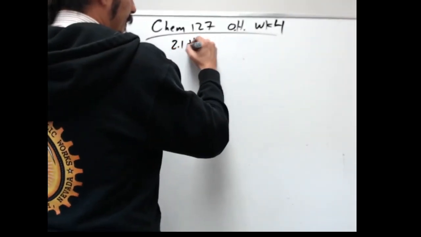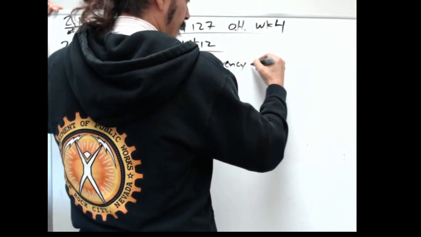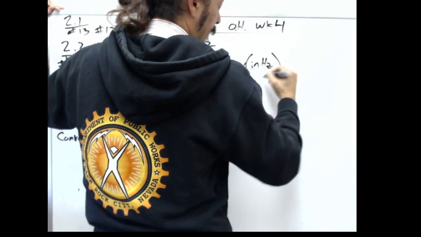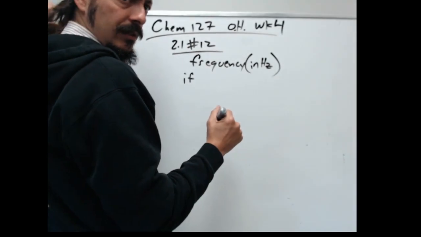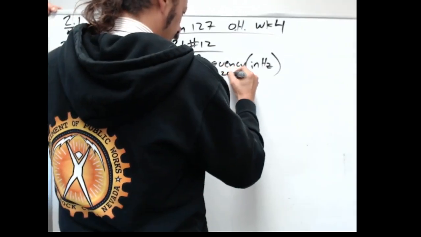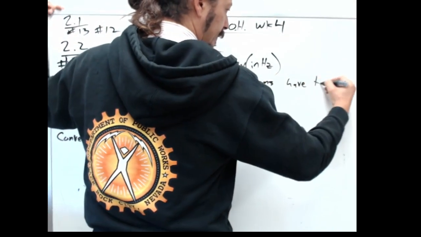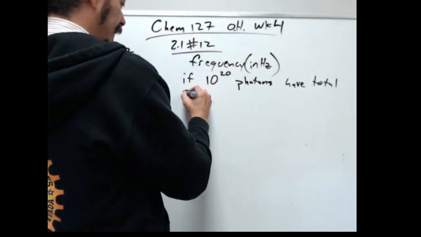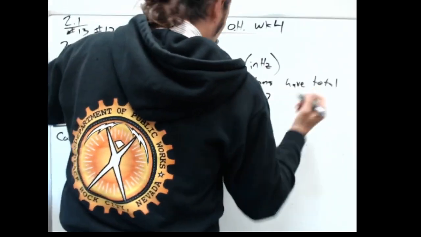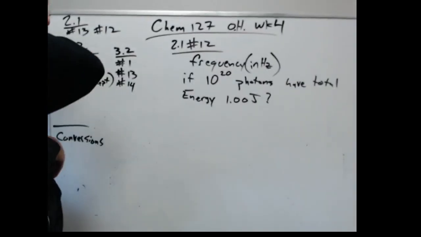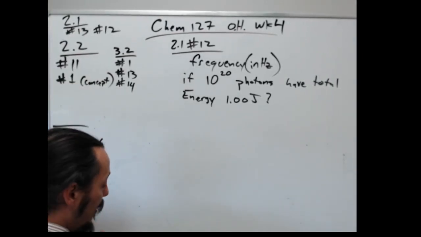Number 12 is the frequency, in parentheses hertz, of a photon if 10 to the power of 20 of these photons combined have an energy of 1.00 joules. How many photons? 10 to the 20th power. And they have the total energy of? Just 1.00 joules. Okay, so what is the frequency in hertz if 10 to the 20 photons have a total energy of 1 joule?